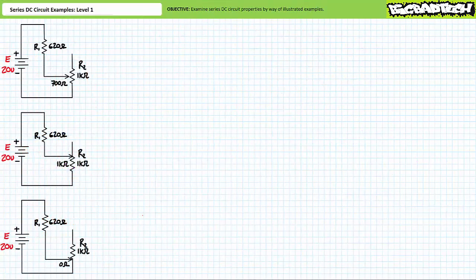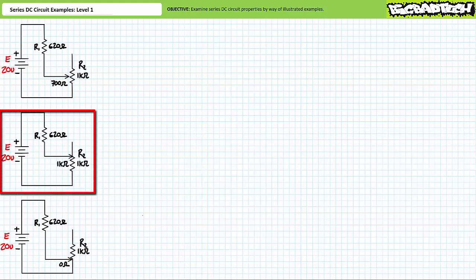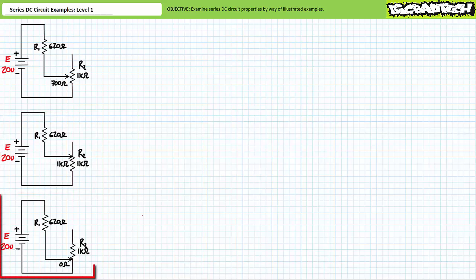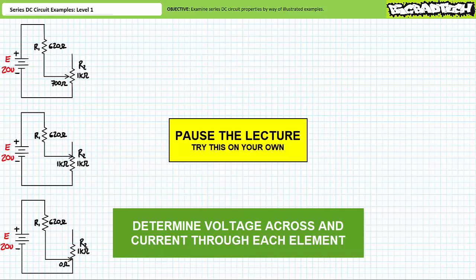Our next illustrated example problem features a 20-volt source in series with a 620 ohm resistor and a 1 kilo ohm potentiometer at 3 different settings. In the first circuit, it's set to 700 ohms. In the second circuit, it's set to a maximum of 1 kilo ohm. And finally, in the third circuit, it's set to a minimum of 0 ohms. We're being asked to solve for the voltage drop across each element and the current through each element. By all means, pause the lecture and try this on your own.